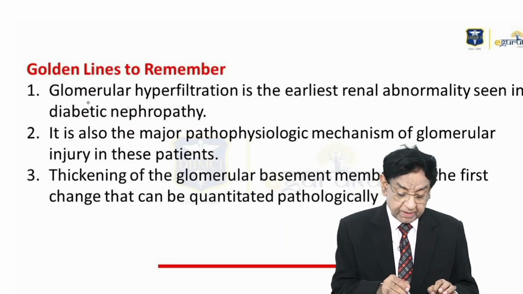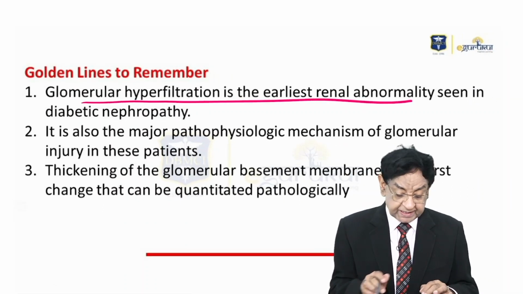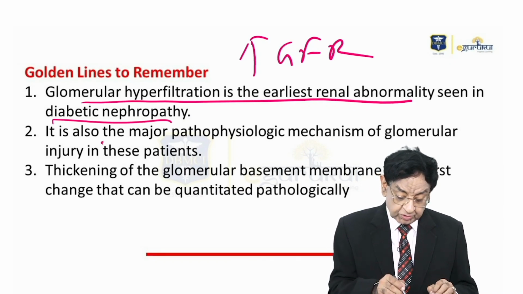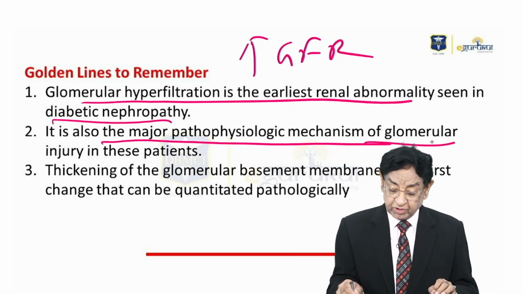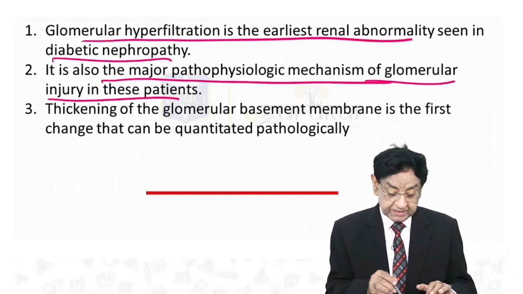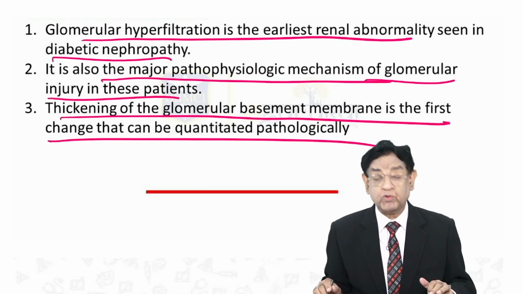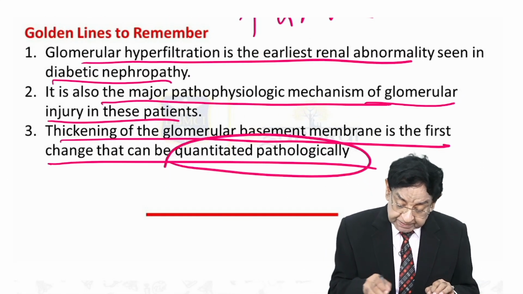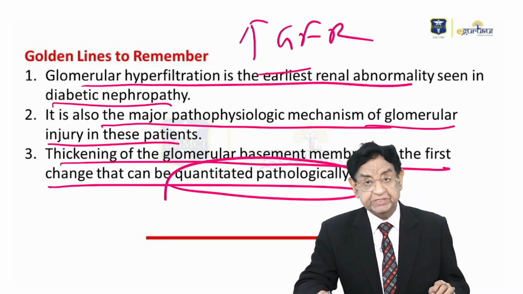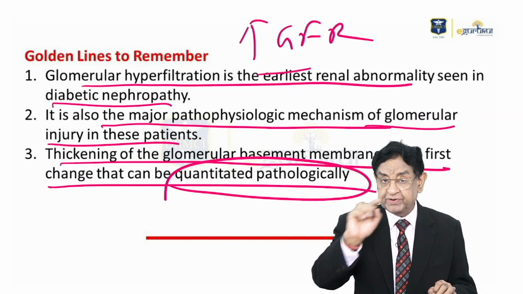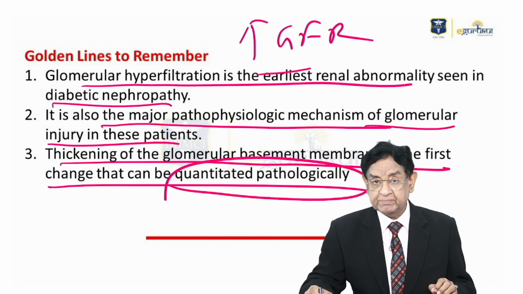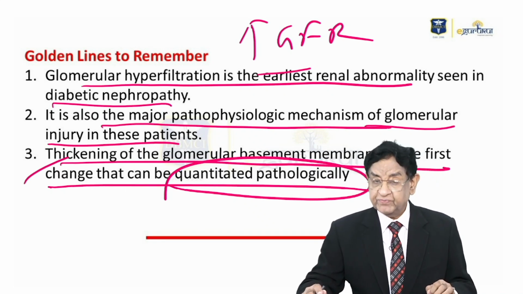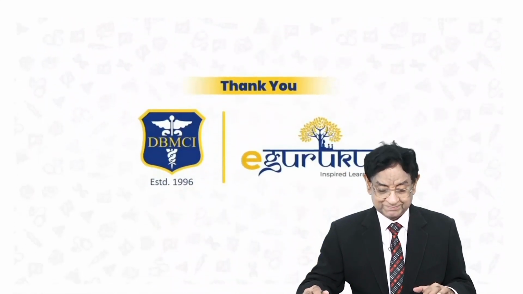Golden line to remember: glomerular hyperfiltration is the earliest renal abnormality seen in diabetic nephropathy. GFR is increased. It's also the major pathophysiological mechanism of glomerular injury in these patients. Thickening of the glomerular basement membrane is the first change that can be quantified pathologically. Remember, this is what can be quantified pathologically. This is a physiology, increased GFR. So remember the two different questions. The first feature is hyperfiltration, but if we talk about quantification, then thick basement membrane is the first thing to happen pathologically. Thank you very much.